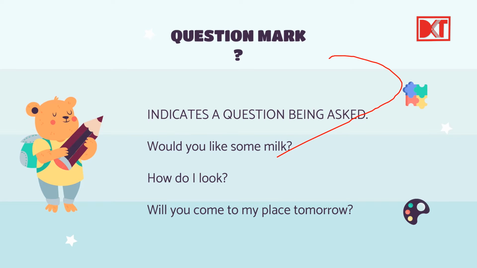Now question mark is probably one of the easiest punctuation marks. It is being used when it indicates a question being asked. Like, would you like some milk? Question mark. How do I look? Question mark. Will you come to my place tomorrow? Question mark. So I'm pretty sure that you will never make a mistake in the punctuation which requires a question mark. This is one of the easiest. Alright, let's move on to the next one.